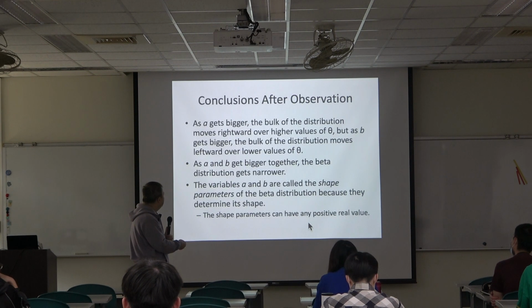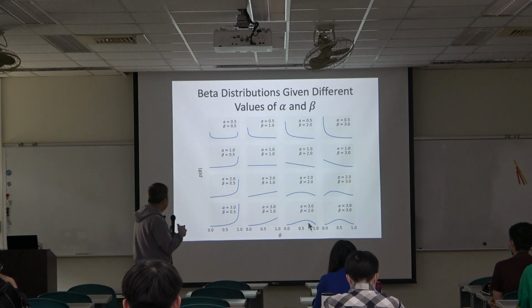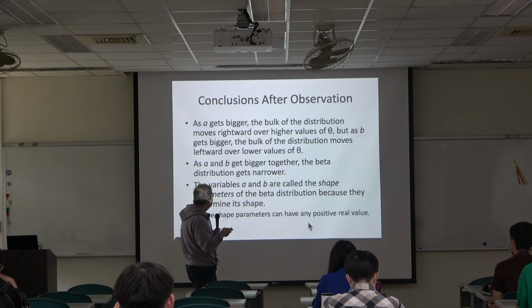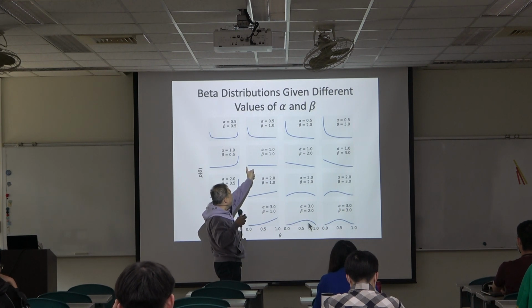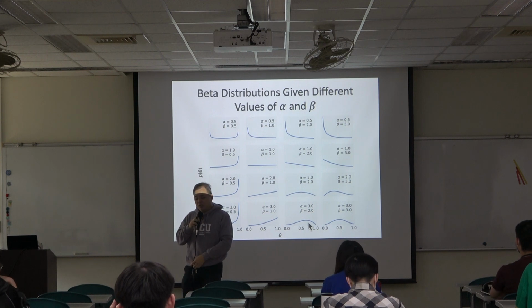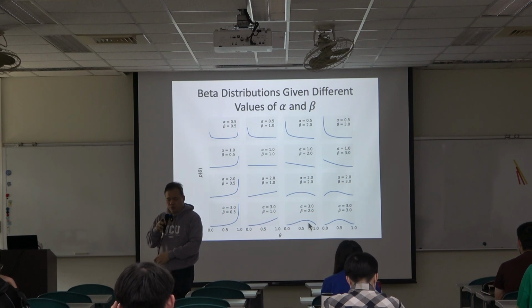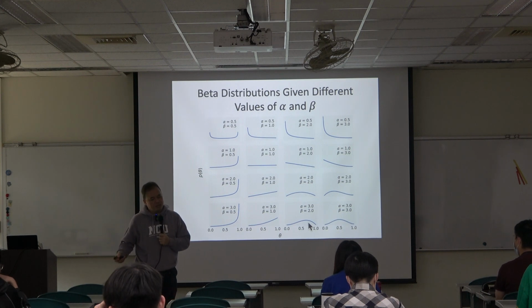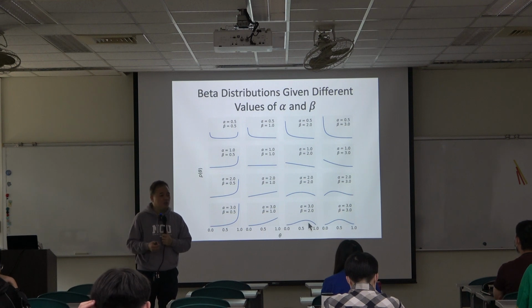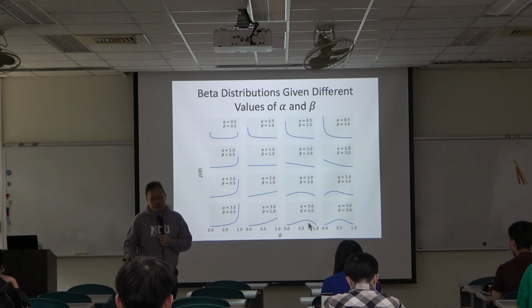Here, this one, the flat one. So this is when alpha and beta are both 1. Because we have a tail, we have a head, and you can assume that you have flipped this coin twice, and you get 1 head and 1 tail. That's pretty much about it.